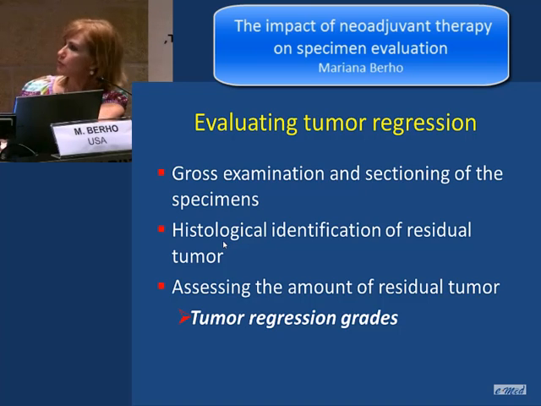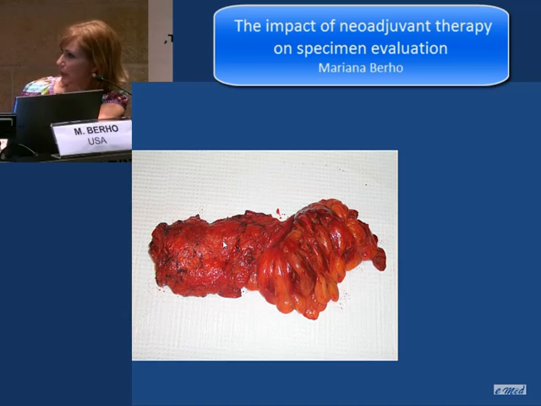So evaluating tumor regression is not rocket science. However, the pathologist needs to know how to do it. It starts with a good gross examination and sectioning of the specimens, looking for those histological residual malignant nests, and knowing how to account for the residual tumor, so knowing how to apply the tumor regression grades.